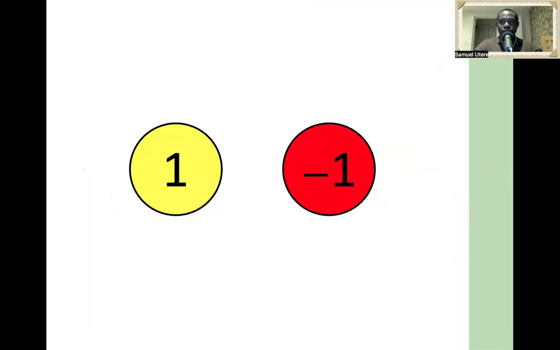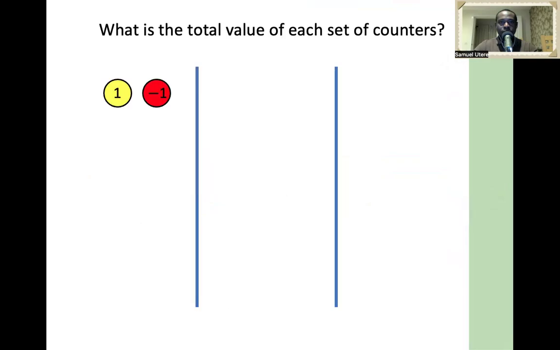All right, let's do a new learning. If we have these two pairs, what do you think the result will be? What is the total value of these counters? Well, if you think about it, let's use a number line to demonstrate this. Imagine we start at 0 and we add 1, which is for the yellow counter, and then we subtract 1. That will take us to 0.